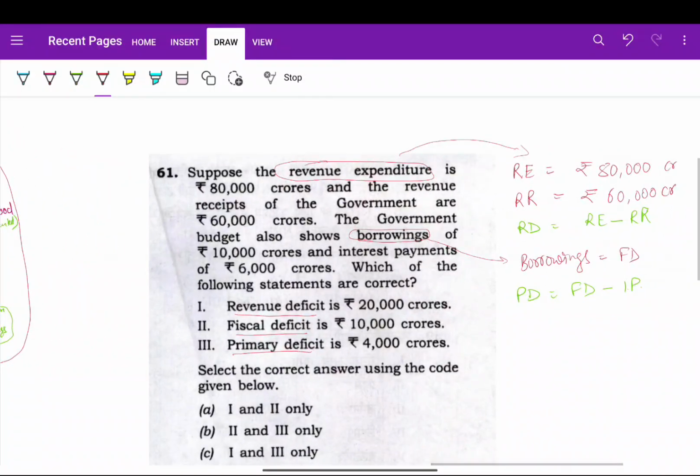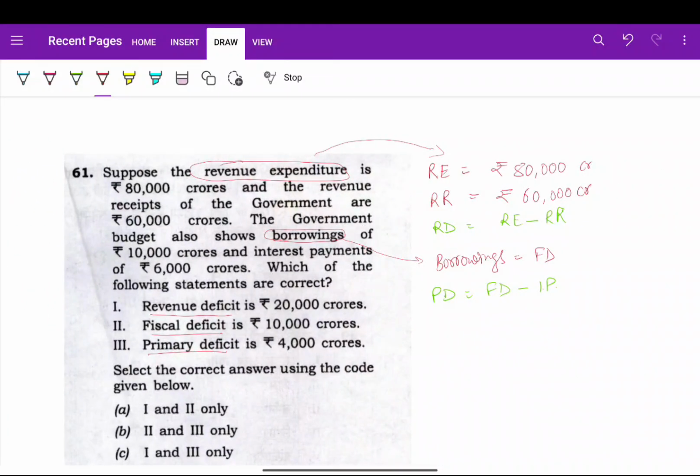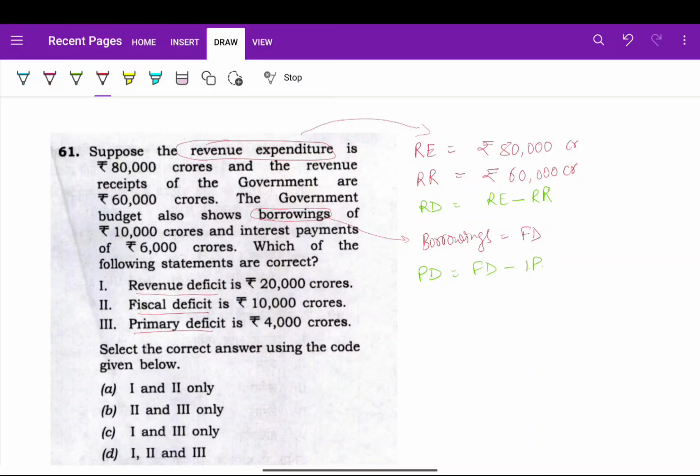Now, let's see some examples. So, in this question, we have revenue expenditure given to be 80,000 crores, revenue receipts are given to be 60,000 crores, and the government budget has borrowings which are 10,000 crores, and the interest payments are 6,000 crores. Now, which of the following are correct? Revenue deficit is nothing but revenue expenditure minus revenue receipts, and so that comes out to be 20,000 crores. So statement 1 seems to be correct.